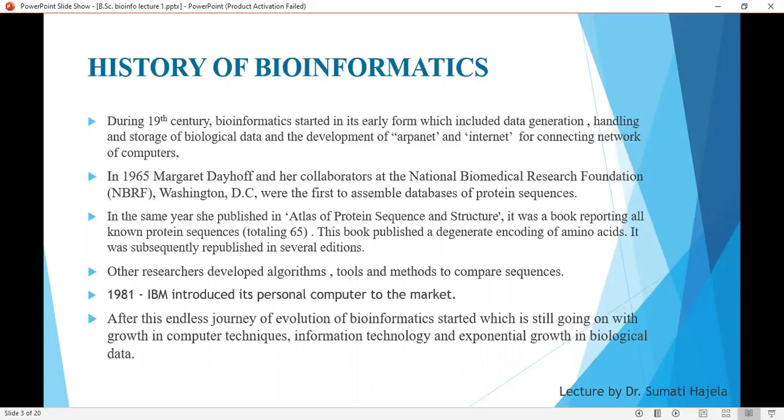It was a book reporting all known protein sequences, totaling 65. This book published a degenerate encoding of amino acids also. It was subsequently republished in several editions. After that, other researchers developed algorithms, tools, and methods to compare and analyze sequences. In 1981, IBM introduced its personal computer to the market. After this, the endless journey of evolution of bioinformatics started, which is still going on, with growth in computer techniques, information technology, and exponential growth in biological data.